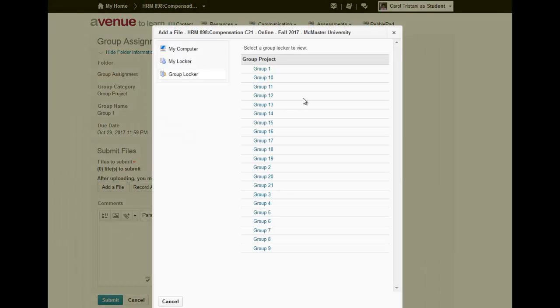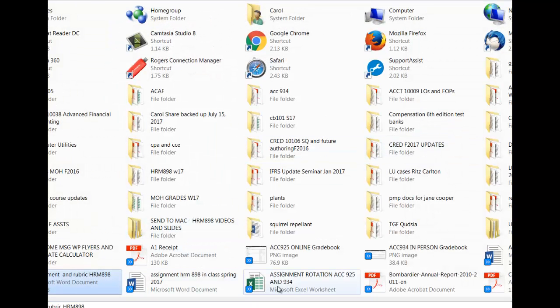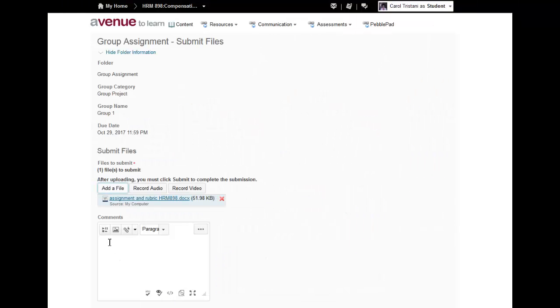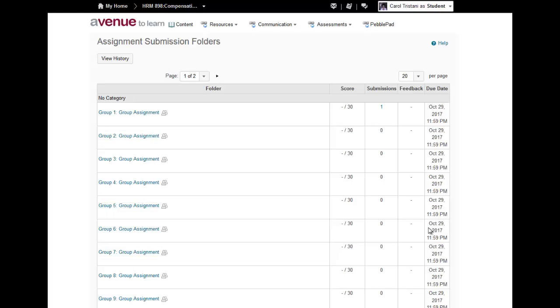just add a file, go to my computer, and click Upload. Find the file that you wish to submit, click Open, and then click Add. If you have any comments that you'd like to add to me, please feel free to do so, and then click Submit. You'll get a confirmation status that says your email has been sent, or a confirmation email has been sent successfully. And that should show up in your email within about 2 to 3 minutes. Don't forget to click Done so that it gets submitted fully.